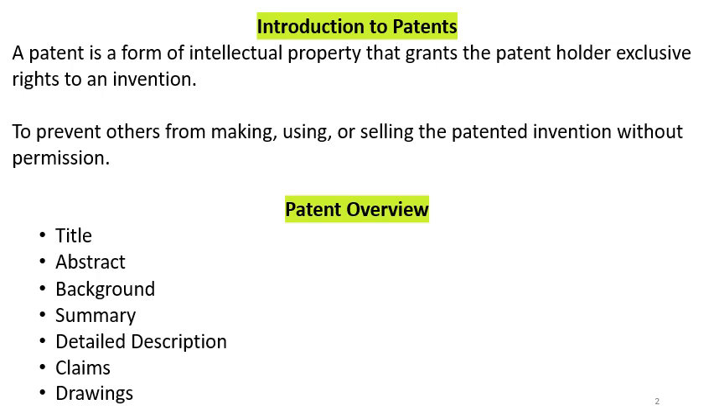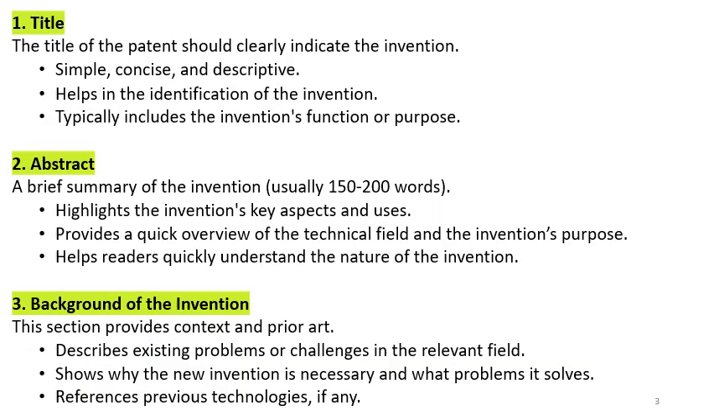Patent parts are there. A patent has a title, abstract, background, summary, detailed description, claims, and drawings. So these are the basic parts of the patents. First of all, the title is there. So the title denotes the invention.